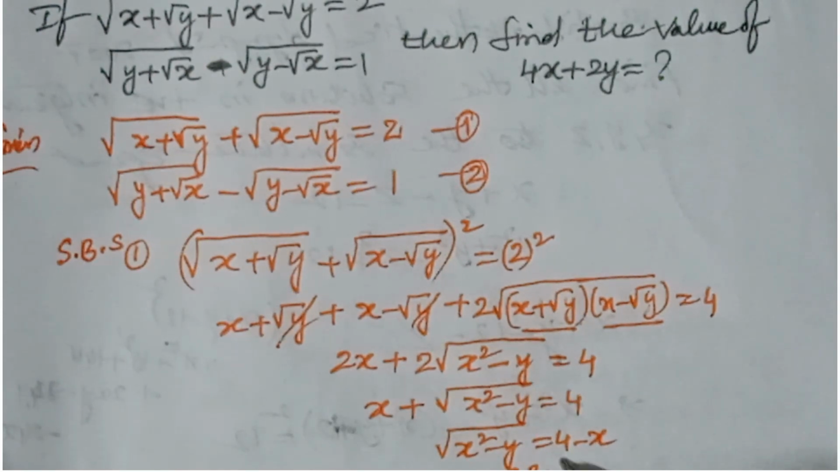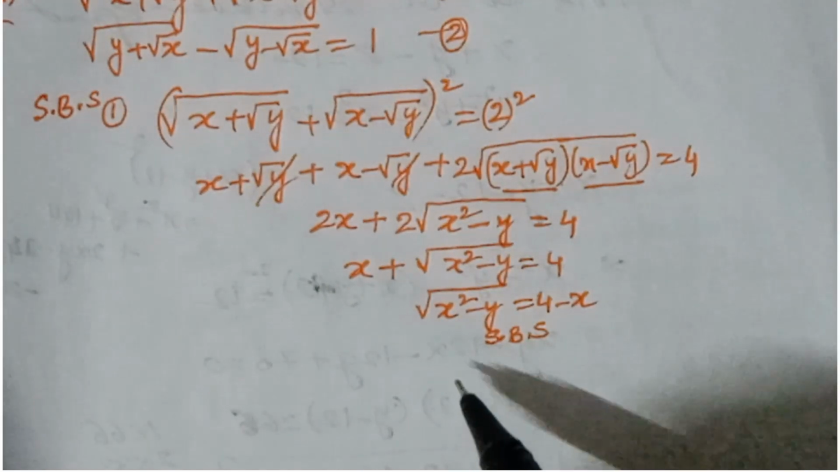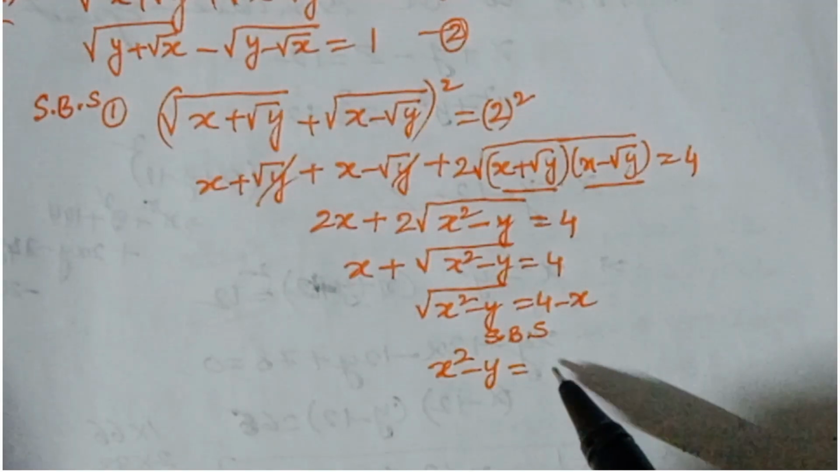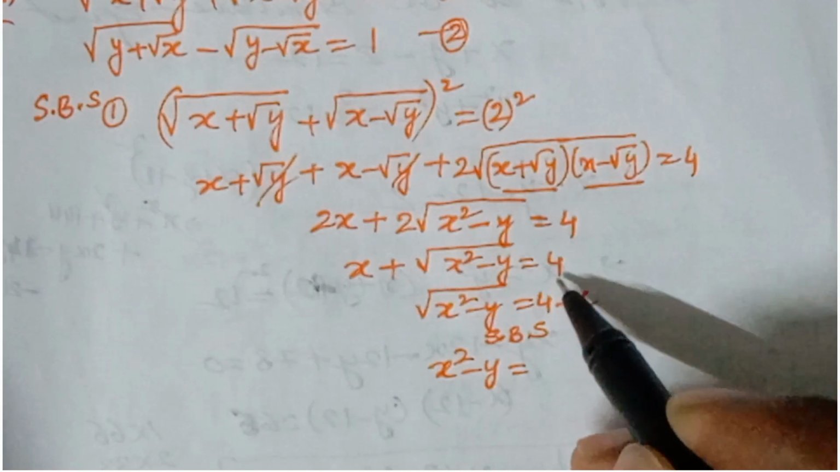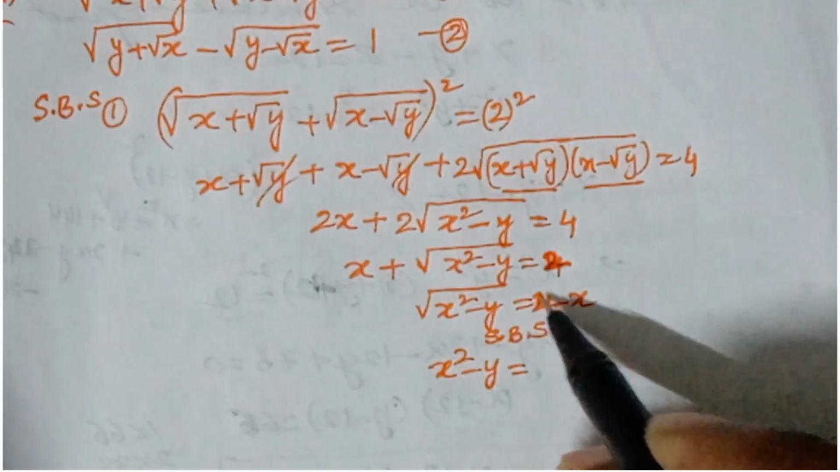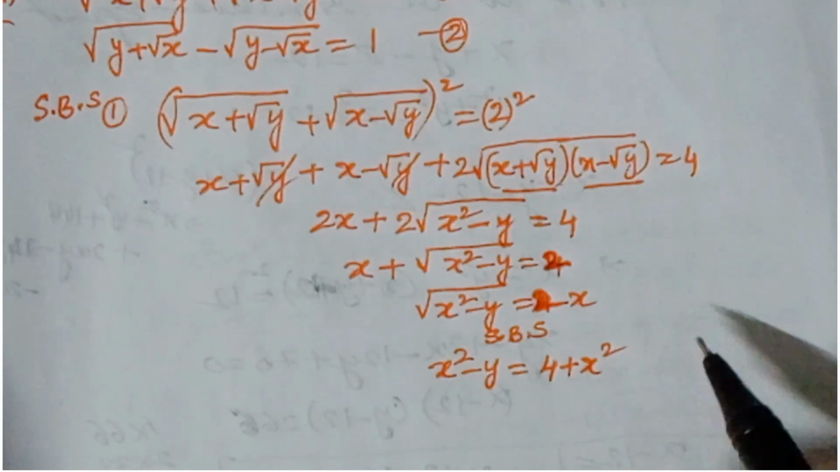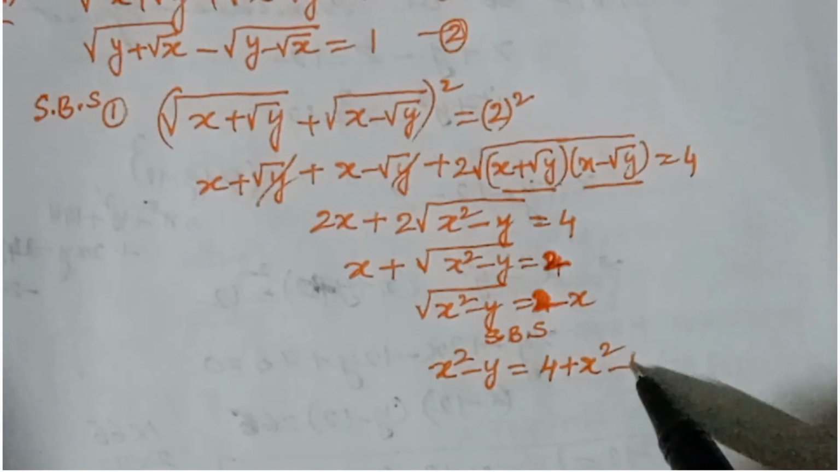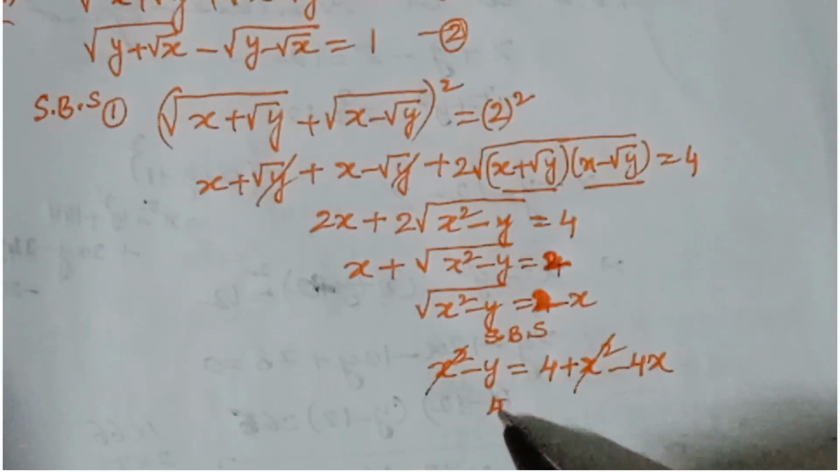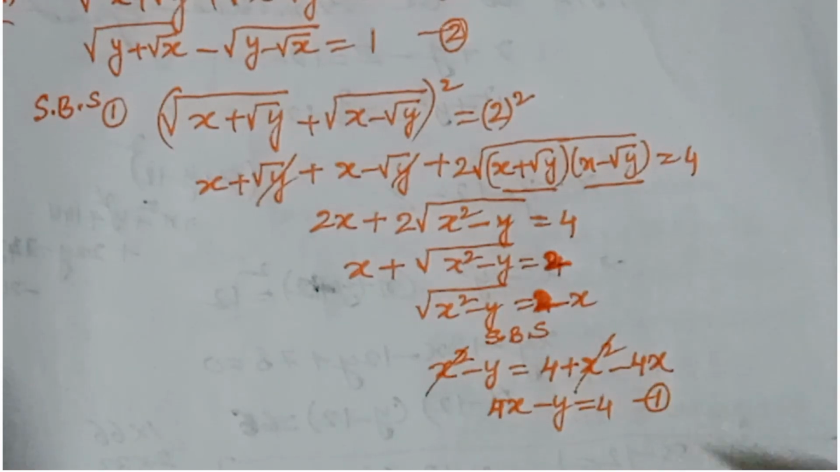Again squaring on both sides, what do we get? x square minus y is equal to 4 minus x whole square, that is 16 plus x square minus 8x. So x square gets cancelled, and the equation becomes 8x minus y is equal to 16. Let it be equation 3.